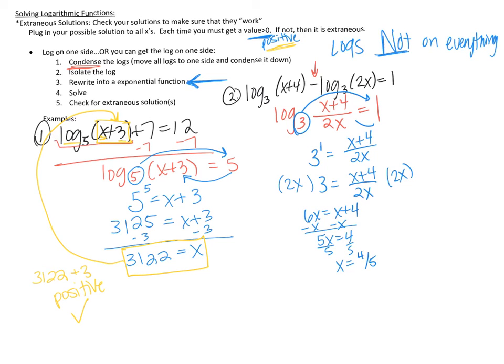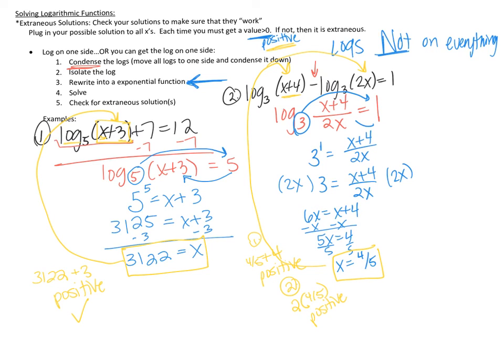I need to make sure that that works. So I'm going to take this 4/5 and go back to each of these two places. I need to make sure that when I plug it into x plus 4, I get a positive. 4/5 plus 4 indeed is positive, so that works in the first one. Now I go to the second one, which is 2 times 4/5, which also gives me a positive answer. Now that it works in all scenarios, I can say that it is my answer.